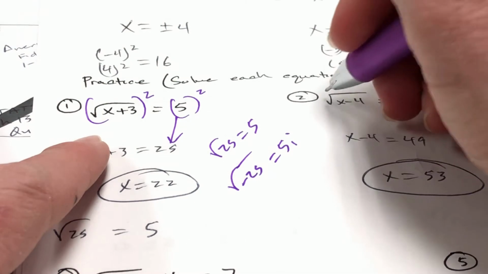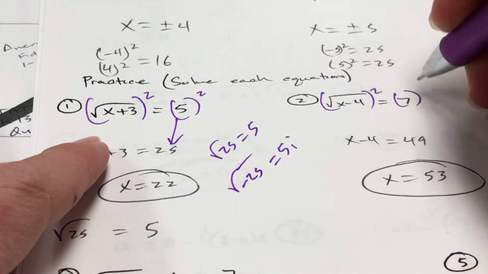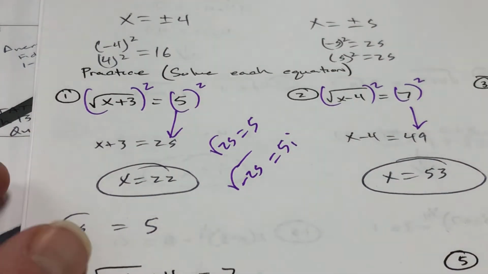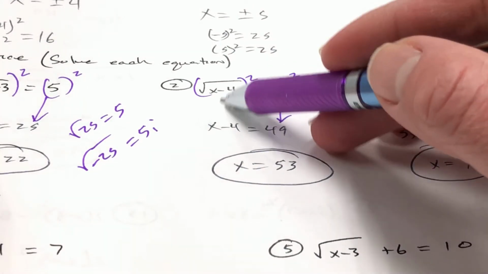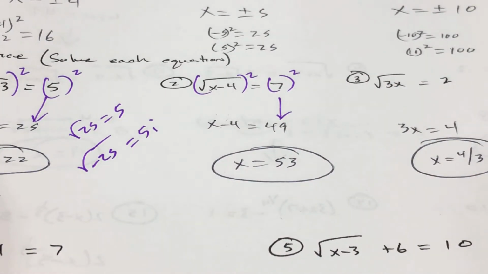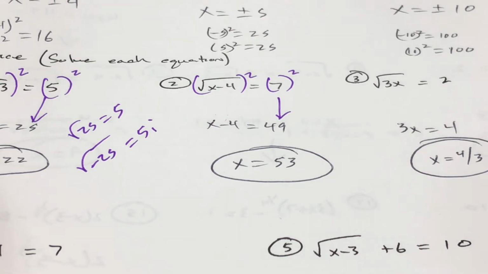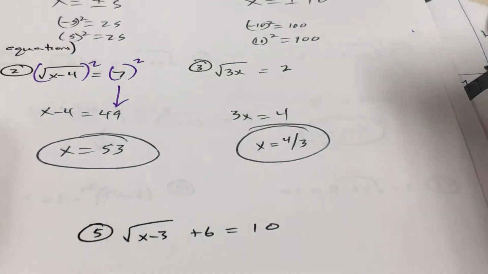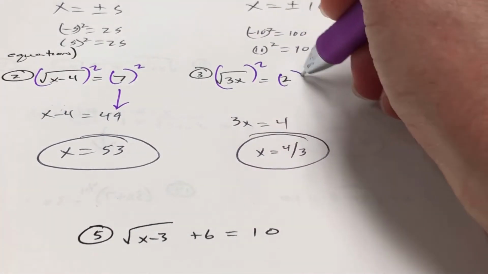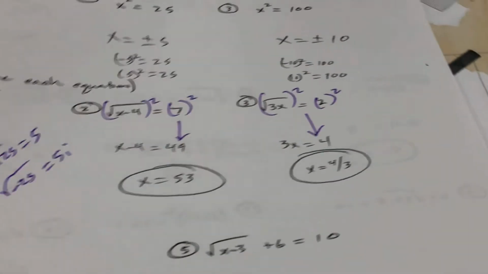When I square both sides, again, when I square a number, it can only be positive or 0. All right? So when I square both sides, when I square a square root, the root just drops on out. There's one answer, 53. Only the square root of 49 is 7. I'm going to square both sides. 3x is 4. X is 4/3.